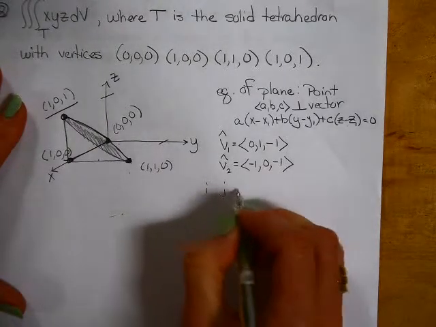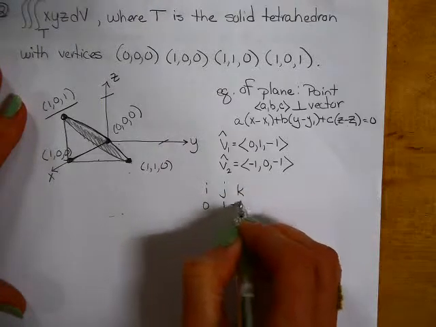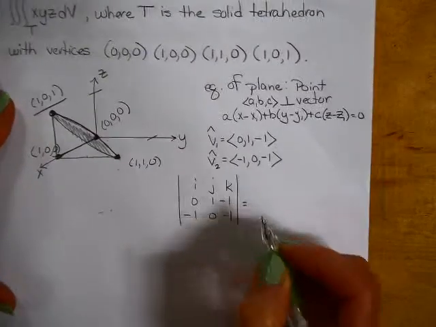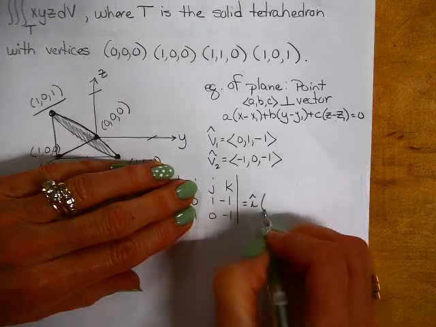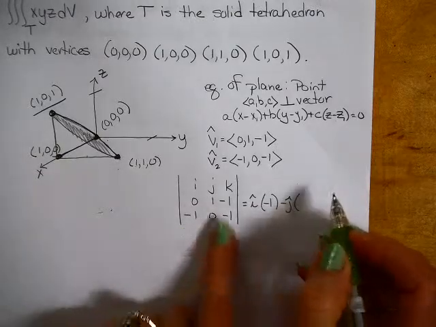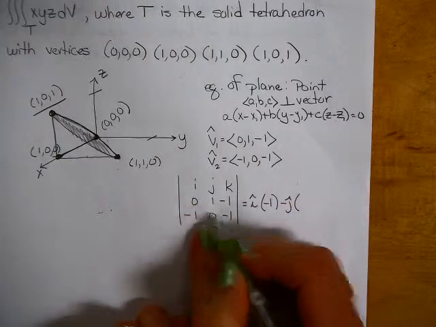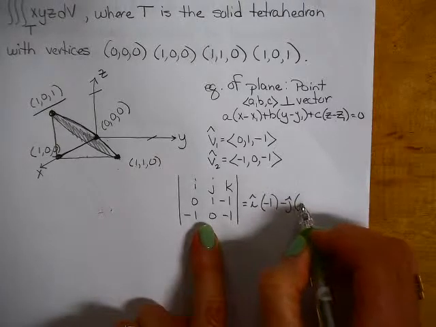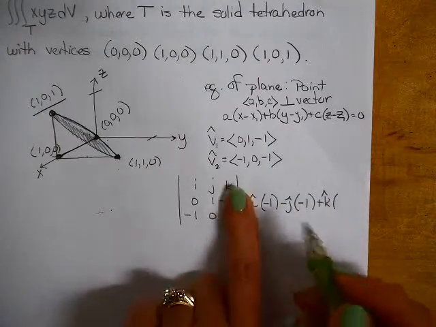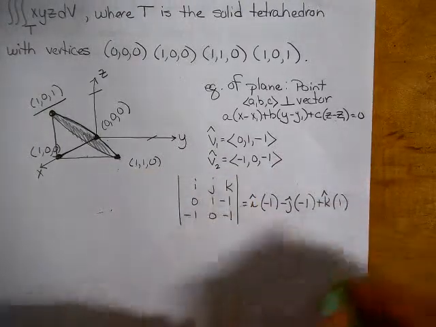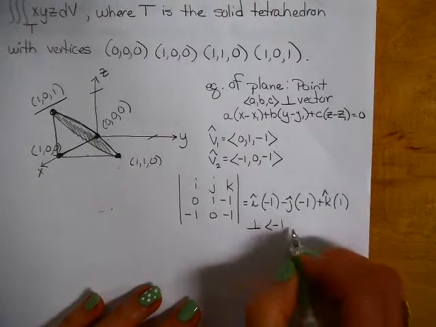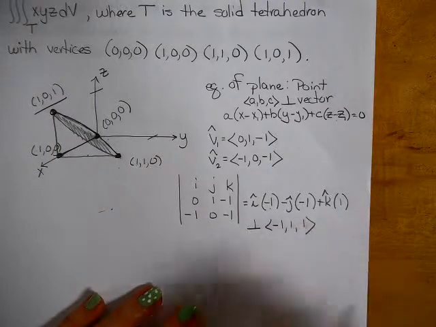Now I need to do the i, j, k thing: 0, 1, negative 1, and negative 1, 0, negative 1, and find my orthogonal vector. I had negative 1 minus 0 for i, minus j times 0 minus 1, plus k times 0 plus 1. So this gives me my orthogonal vector, if I did this right, to be negative 1, positive 1, positive 1.